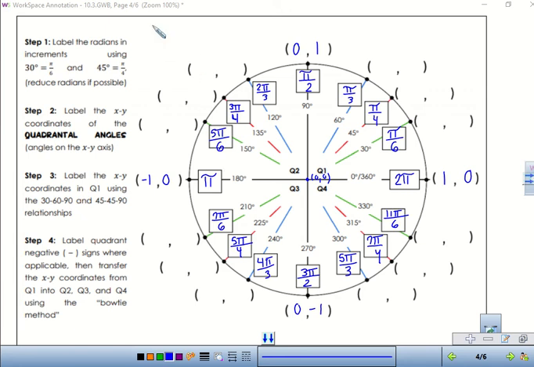So now for the rest of these, I want to remind you of something we learned on the previous page. We learned that a coordinate, x, y, can also be represented in the form cosine of theta, sine of theta. Okay?